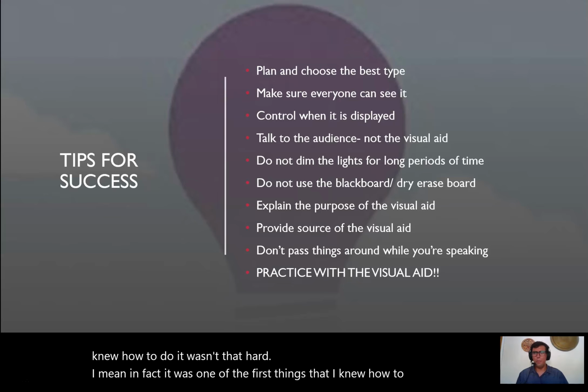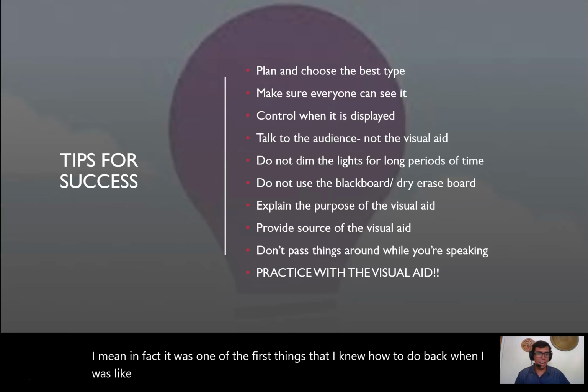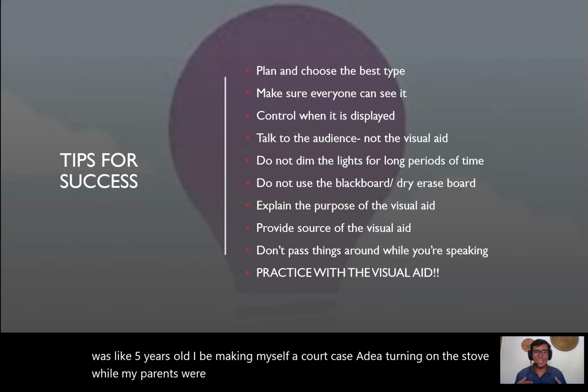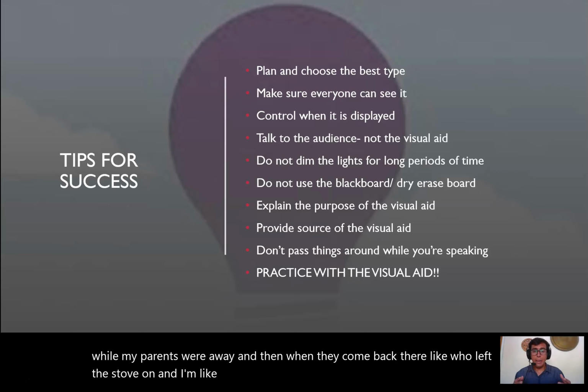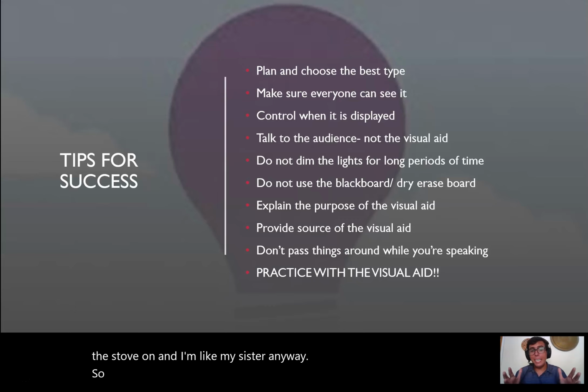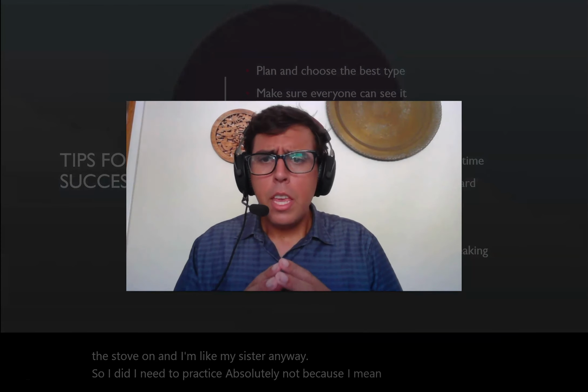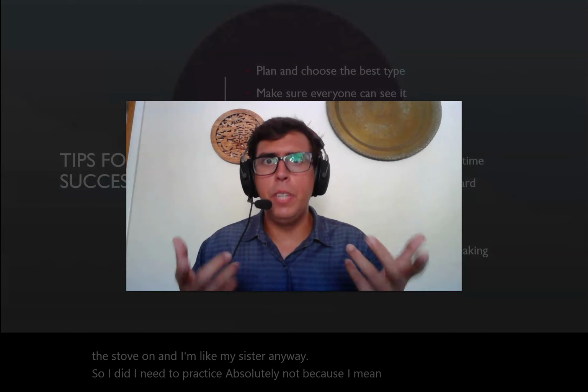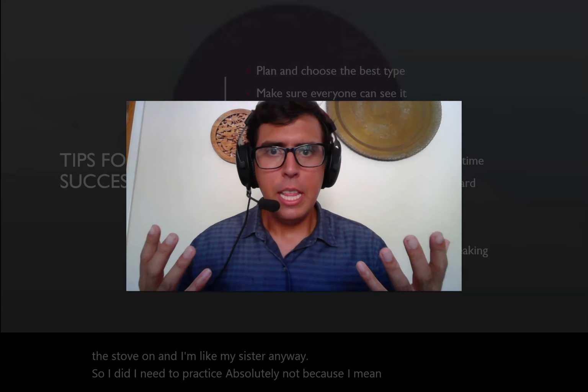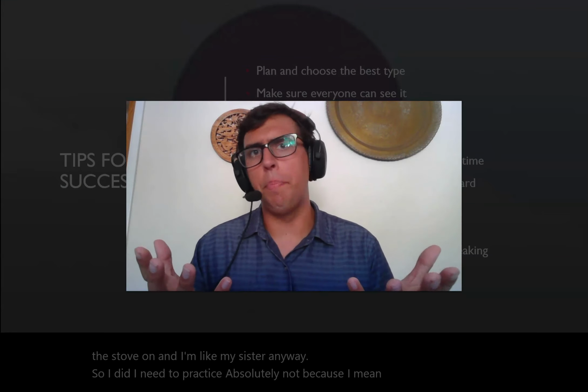Back when I was like 5 years old, I'd be making myself a corn quesadilla, turning on the stove while my parents were away. And then when they came back, they're like, oh, who left the stove on? And I'm like, my sister. Anyway, so did I need to practice? Absolutely not. Why would I? I'd done it so many times that it wasn't really needed for me to practice it.